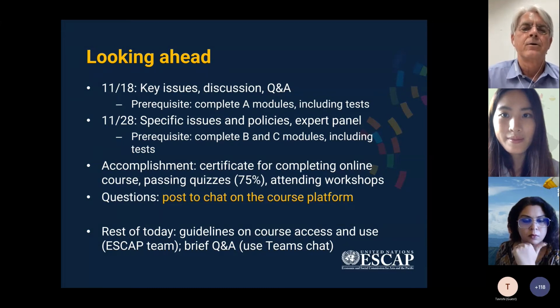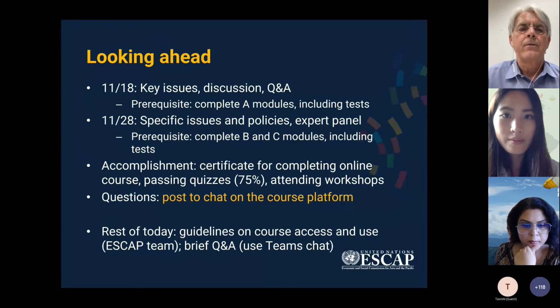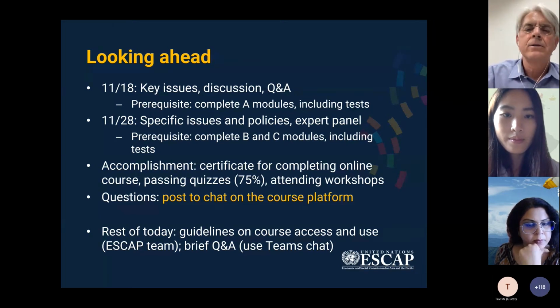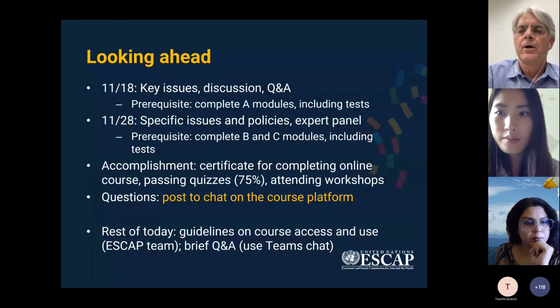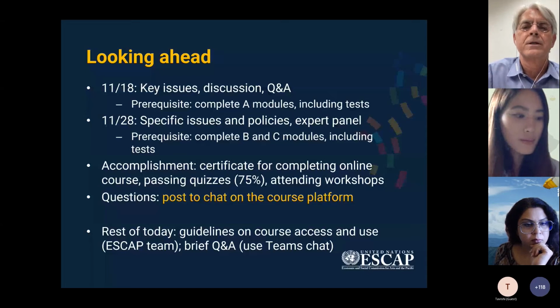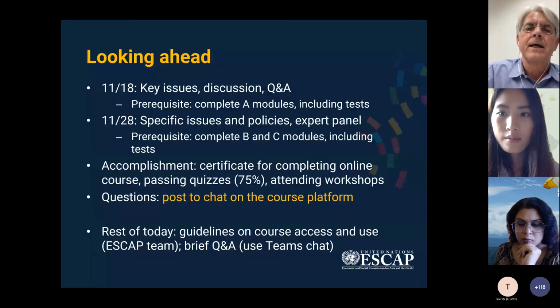Let's just look ahead in the course. Today's session is very brief, just an introduction. On the 18th of November, Friday, we will spend an hour looking at the key issues in the course. There will be opportunities for discussion, and there'll be opportunities for, of course, questions and answers from you, the participants, as well. What do you need to do to participate in that session?